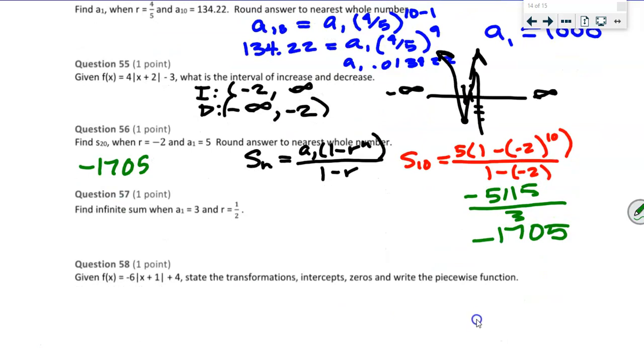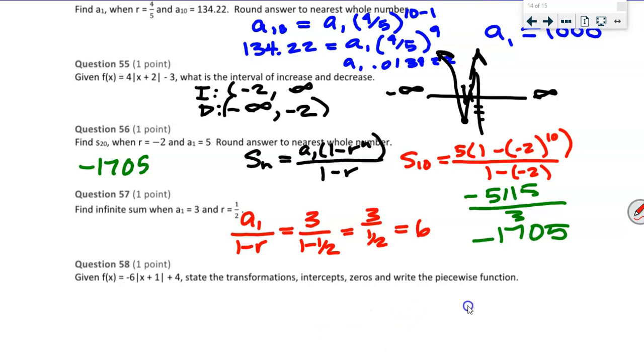So this one says find the infinite sum. That is a different formula. When we do this one, it's going to be a1 divided by 1 minus r. They give us a1, which is 3, and they give us the ratio, which is 1/2. So 3 divided by 1/2 is 6.